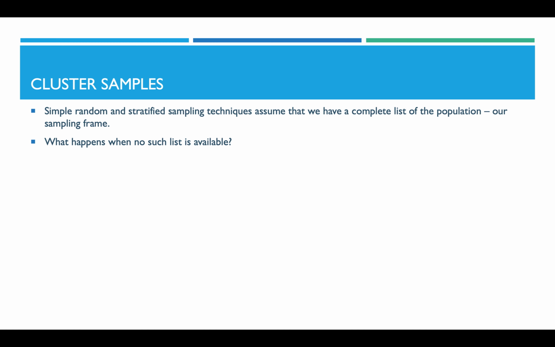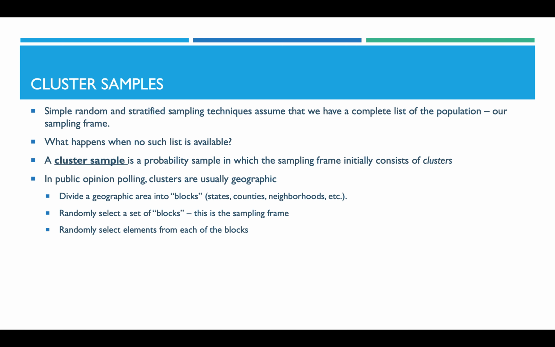But if we're trying to do public opinion surveying in developing countries that don't have the resources to conduct high-quality censuses, we're not going to have that list available, and we're going to have to turn to some different techniques. And that's where cluster sampling comes in. This is a probability sample in which the sampling frame, as the name implies, initially consists of clusters. So what are clusters? Well, in public opinion polling, clusters are usually some sort of geographic block.